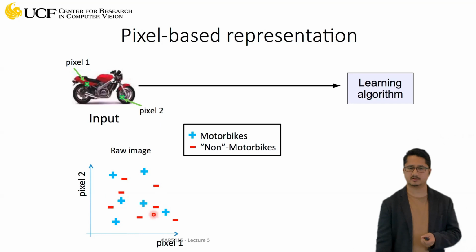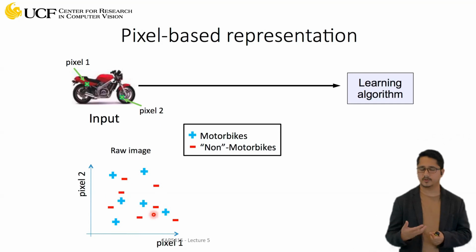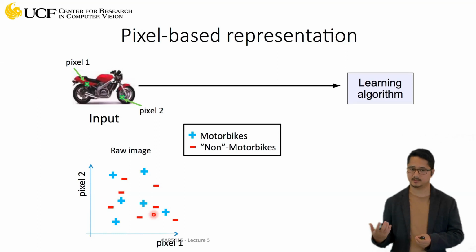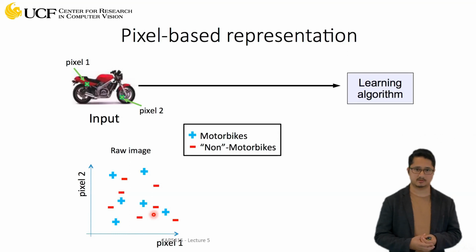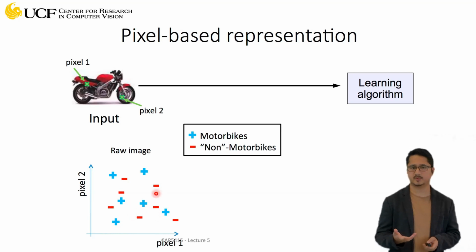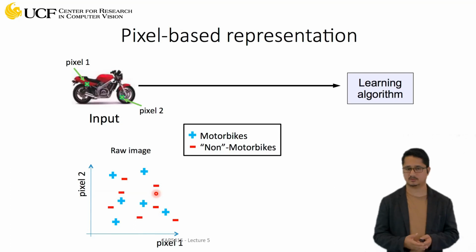But if you look, there is no way of knowing which of these marks are actually motorcycles and which are not. So you can't draw a very simple boundary which can divide these two. That's the difficulty of pixels, and that's actually true as well, because your pixel color will change depending upon the orientation, the lighting condition, a lot of different factors. So clearly pixel-based representation is not good.